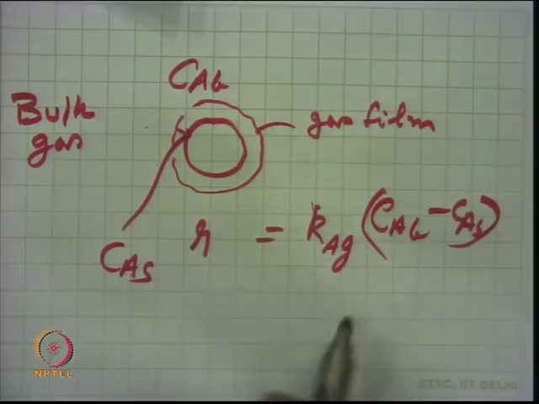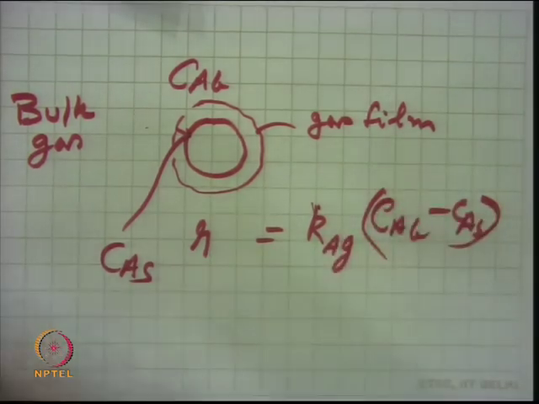One can very easily write this expression or multiply it by small a. So, Kg a, where small a is the surface area of the catalyst per unit volume of the reactor, which can also be written per unit volume of the catalyst. So, it can be correlated. That is one thing.